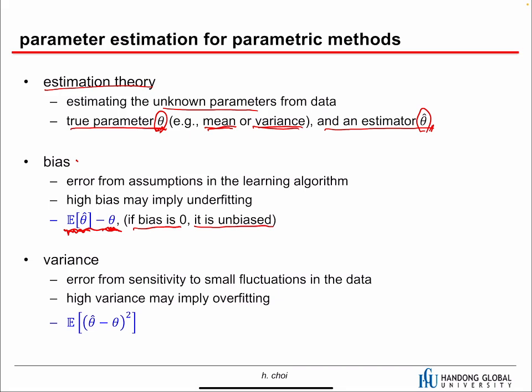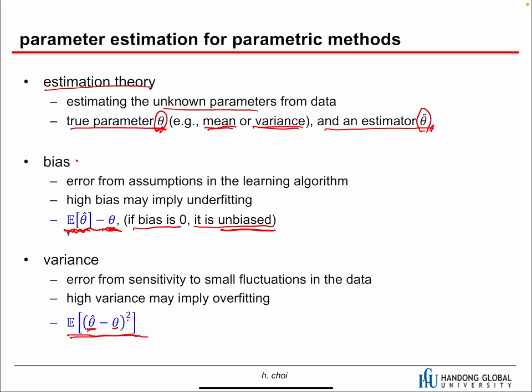And the next one is variance. Variance is an error from sensitivity to small fluctuations in the data. If the variance is high, it means probably the model is overfitted. The variance is defined in this way. This one is our estimator, and this one is the true parameter, and then we take the square and then the expectation. If this is small, then that's good. In general, our estimator is supposed to be unbiased with the minimum variance. That's what we want.